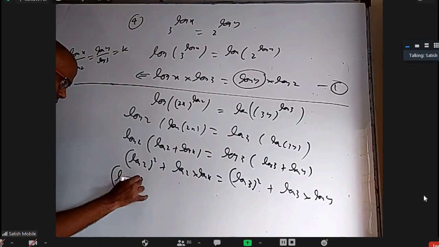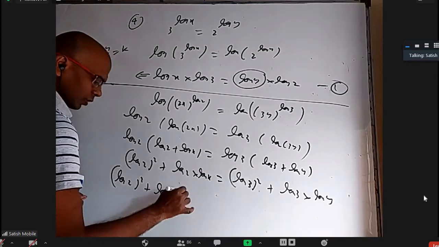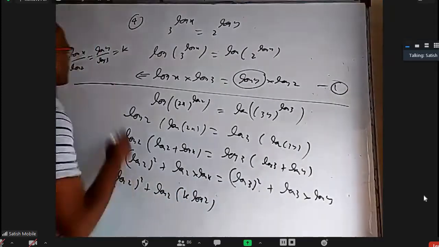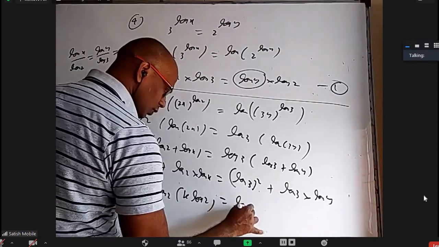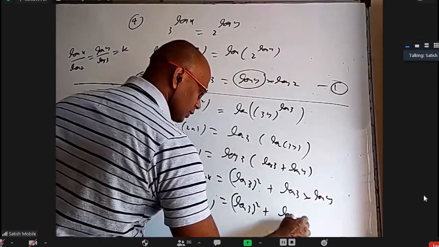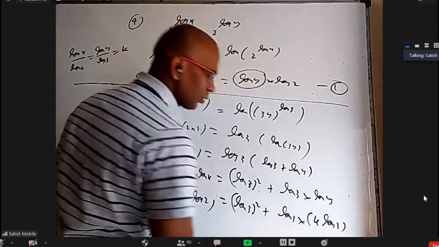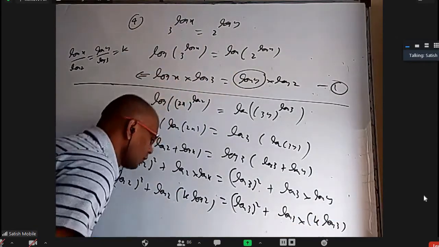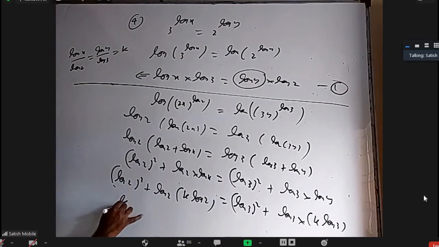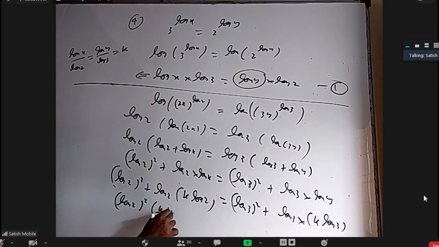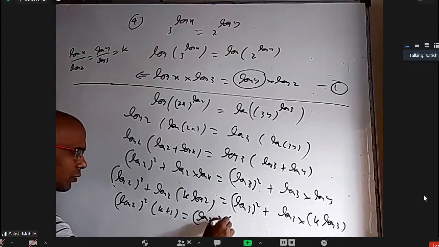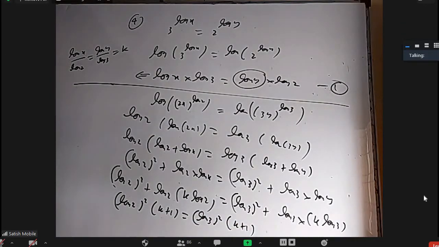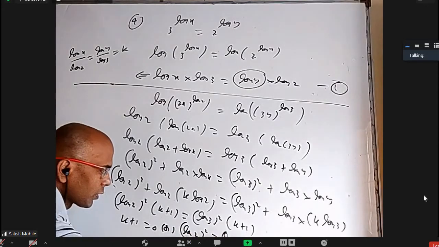Log 2 whole square plus log 2 into, in the place of log x, I can write k log 2, based on this. Log 3 whole square, log 3 into, in the place of log y, I can write k log 3. Now here you will get log 2 whole square common, k plus 1 will come. Log 2 whole square into k plus 1 equal to log 3 whole square into k plus 1. Okay, one option is you bring one side, you will get k plus 1 equal to 0, or you will get this equal to this. Log 2 whole square equal to log 3 whole square.